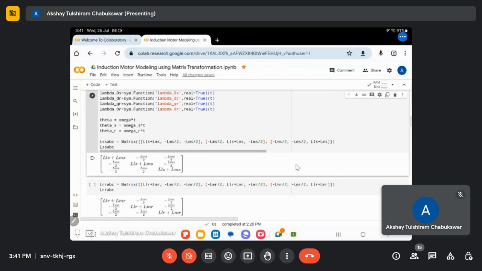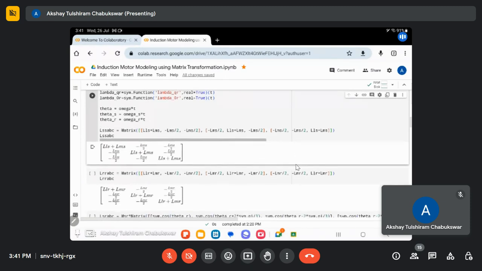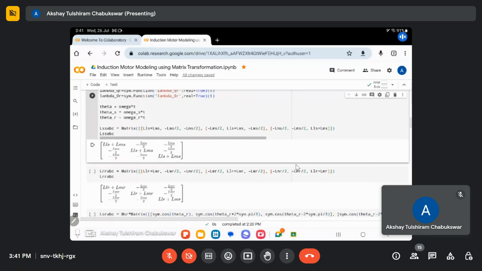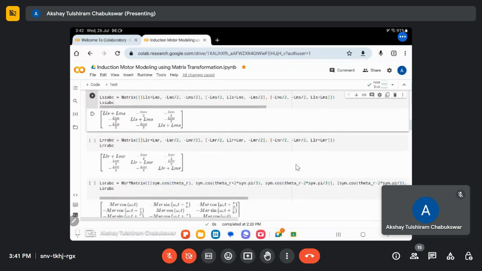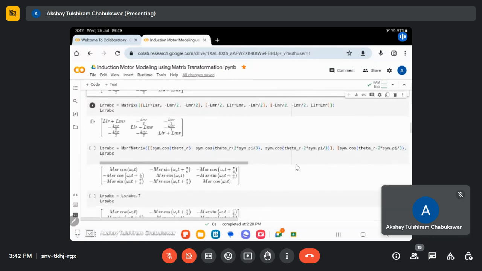Okay. First step is you mention all the matrices in ABC. So find the equation in ABC. What is LSS in ABC? It is a matrix of LLS plus LMS. Here you can see the output. It's a 3 cross 3 matrix in terms of these symbols. What is the LRR matrix? This is the LRR matrix.